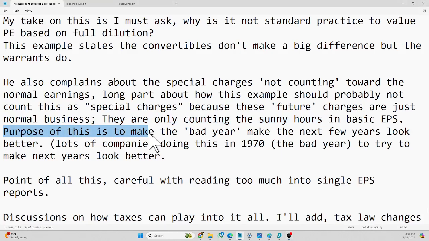But moving on, the purpose of this is to make the bad year. The economy was doing poorly in 1970, and everyone said, oh, everything's so bad. So this company apparently used this to its advantage. They counted future potential, known charges all on the bad year. And then the whole point of this is to make the following years' earnings not count those charges that would normally be in those years, and then it's going to look so much better. It's manipulative. It's very, very manipulative any way you look at it.